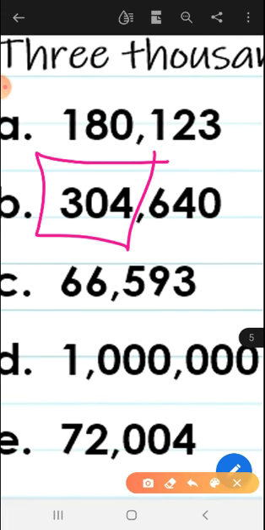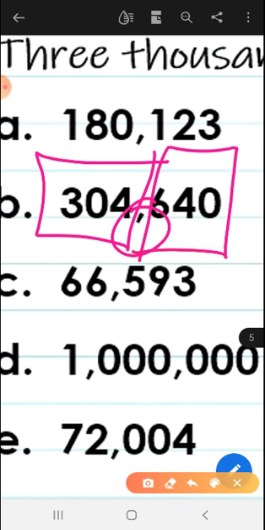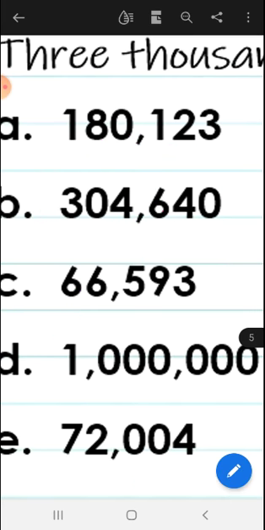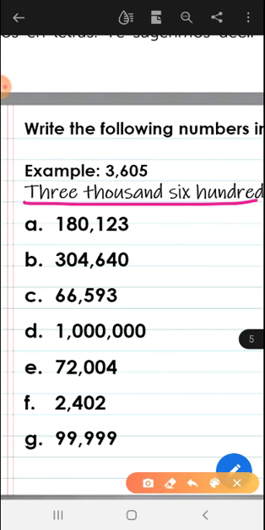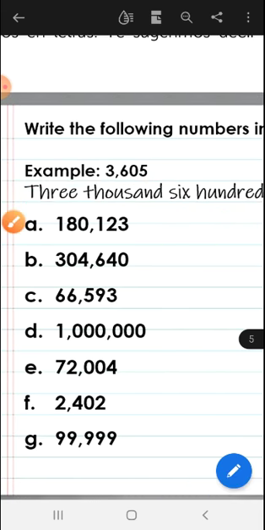One more example. Let's divide. How do you say 304 in English? 304. The comma indicates 1,000. Now you say this number, 640. How do you say the full thing in English? 304,640. Yes, and that's it. You write it in letters, en letras, as it is in the example. Okay?